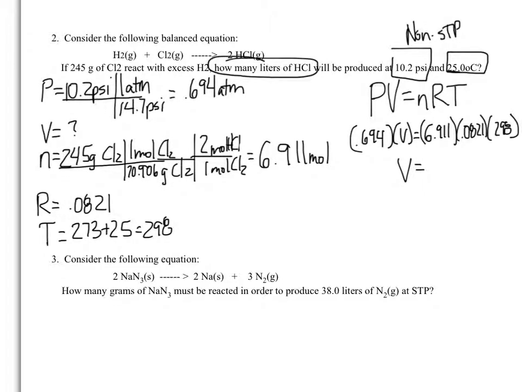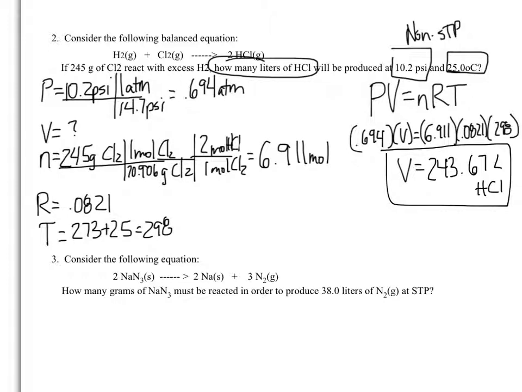Did someone get something? Let's go with Jenna. What'd you get? Okay, David, did you plug it in? Yes. What'd you get? 243.67 liters. I'm okay with that. 62 is okay too. And that is how you do non-STP gas stoich.